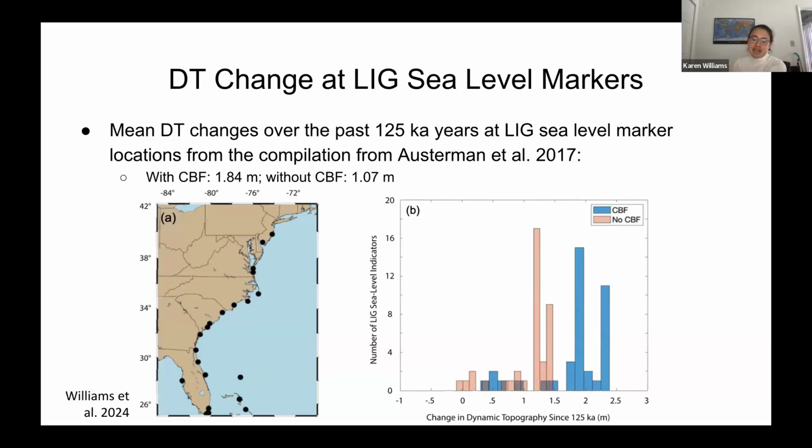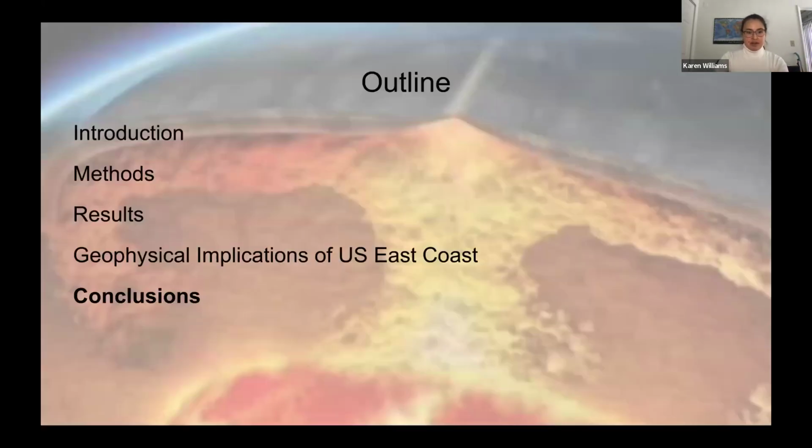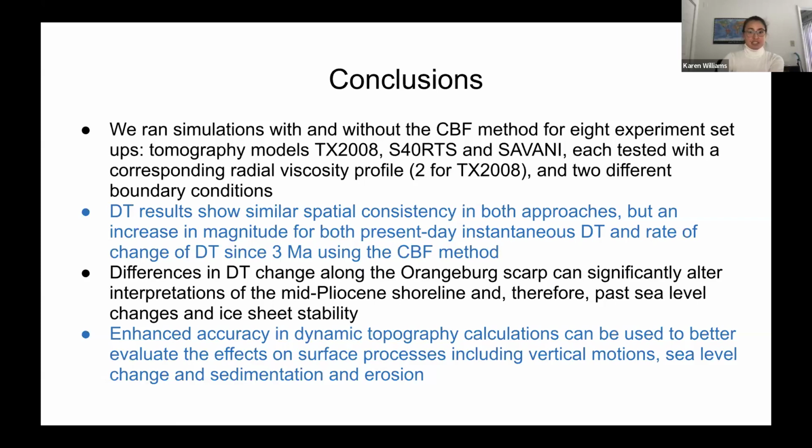So this result suggests that one possible reason for the misfit between the magnitudes of dynamic topography changes and observed sea level changes in Osterman et al. 2017 is a result of dynamic topography being computed using ASPECT prior to the implementation of the CBF method. So those are a couple of the geophysical implications we looked at. And then I'll just wrap up with a few concluding remarks.